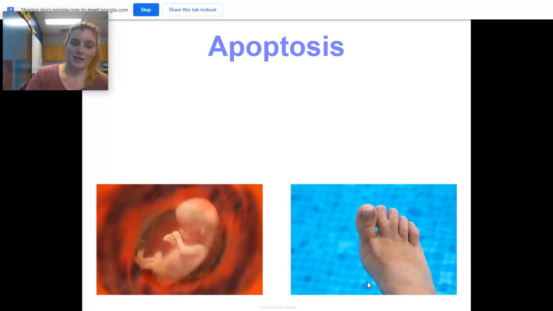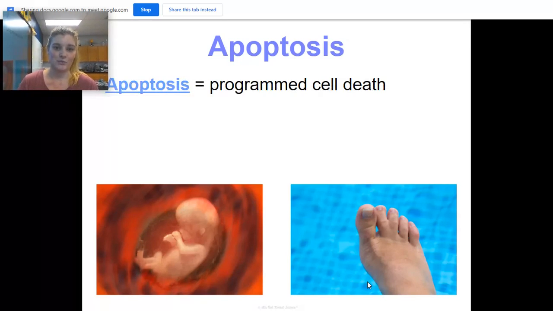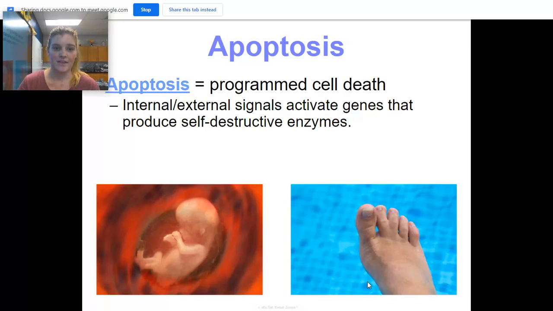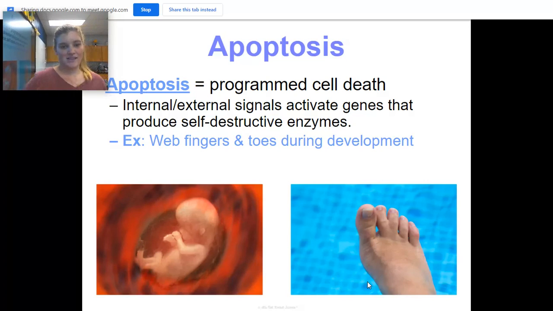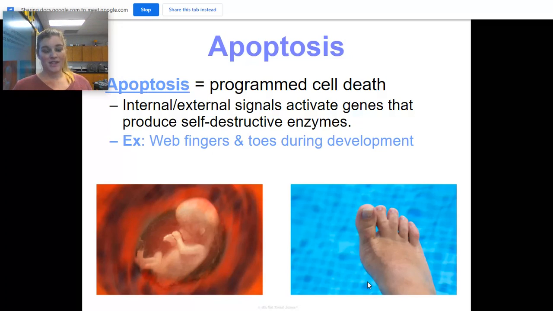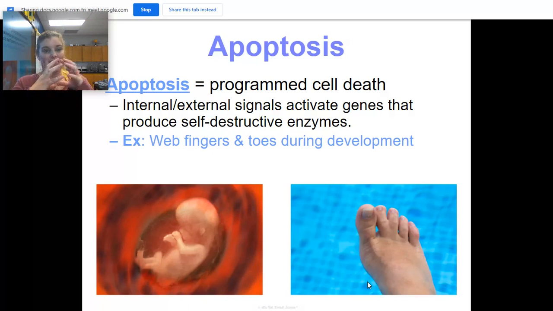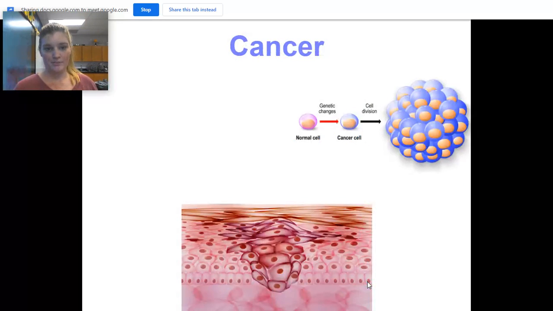We've talked about apoptosis, however you want to say it. This is when our lysosomes do programmed cell death. And this happens when we have internal or external signals that are activating those genes to produce the enzymes that tell the lysosomes, all right, do your job. And we might see this during webbed fingers and toes during development. And so what that is, those cells may have died before they are able to completely split, and so you end up with the extra webbing.